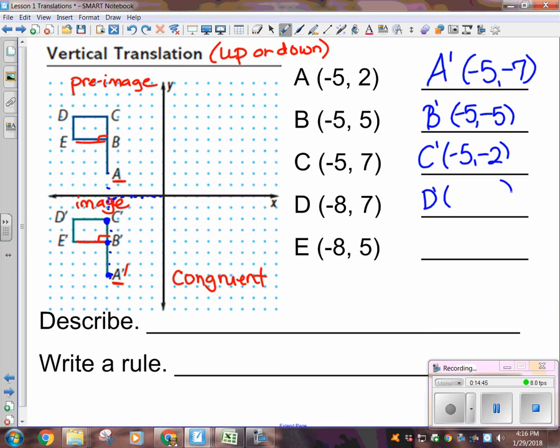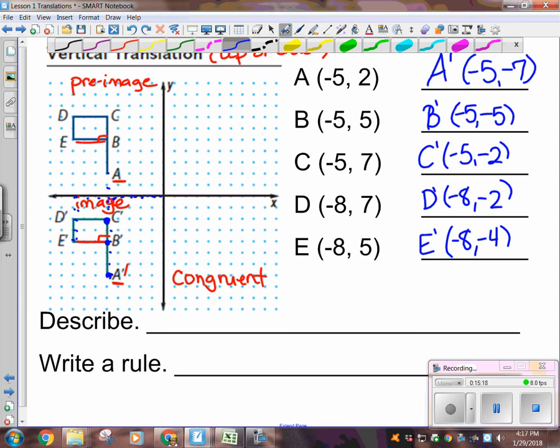D prime, I'm going to go farther over. 1, 2, 3, 4, 5, 6, 7, 8. So -8, and then I have to go down 2, -2. E prime, last one. I go -8 over here and down 1, 2, 3, 4. -8. Let's see, is it 1, 2, 3, 4? Okay. -8, down 4. All right.